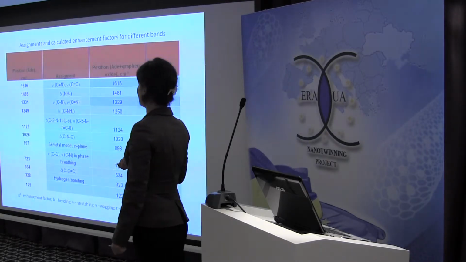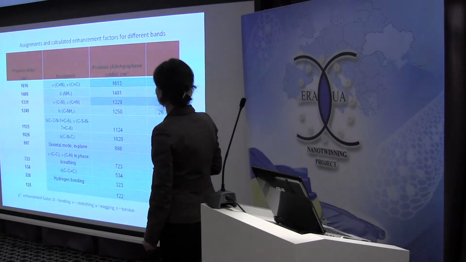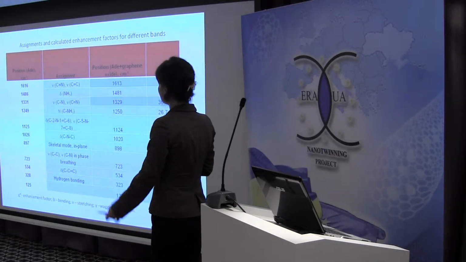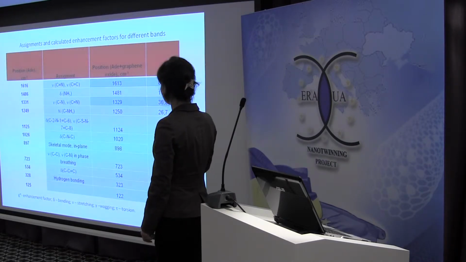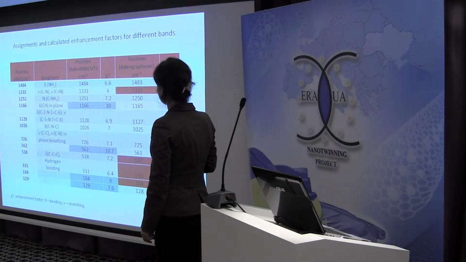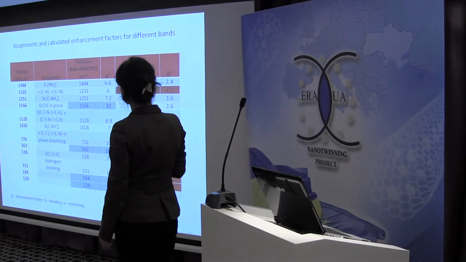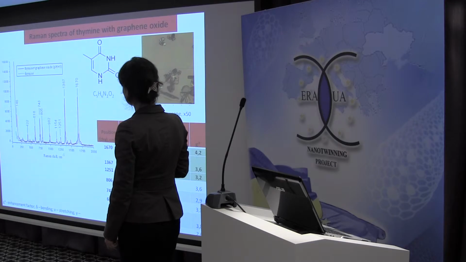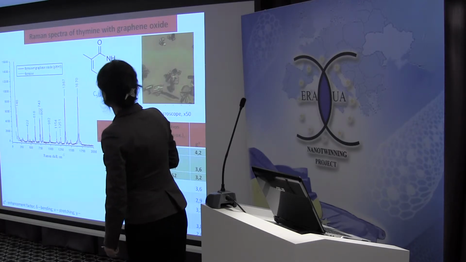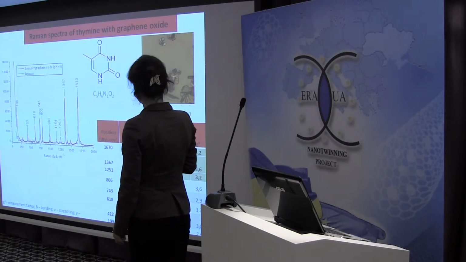Then there is a table with assignments for different bands of the molecule adenine, observed on graphene oxide, and then as well for multilayer carbon molecules and graphene. And this is for another molecule, thymine, observed on graphene oxide. This is how it looks with a microscope.